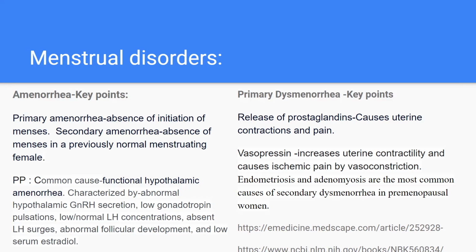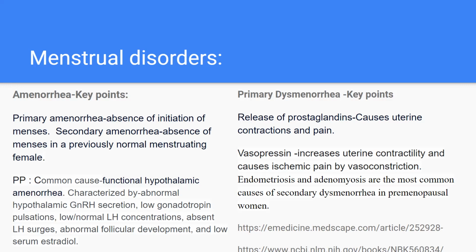Pathophysiology is functional hypothalamic amenorrhea. One of the characteristics is the abnormal secretion of hypothalamic GnRH, which is the gonadotropin releasing hormone. Low or below normal levels are seen in the LH concentrations, also luteinizing hormone. So sometimes you will see it absent. They have abnormal follicular development, and also they will have very low levels of estradiol.